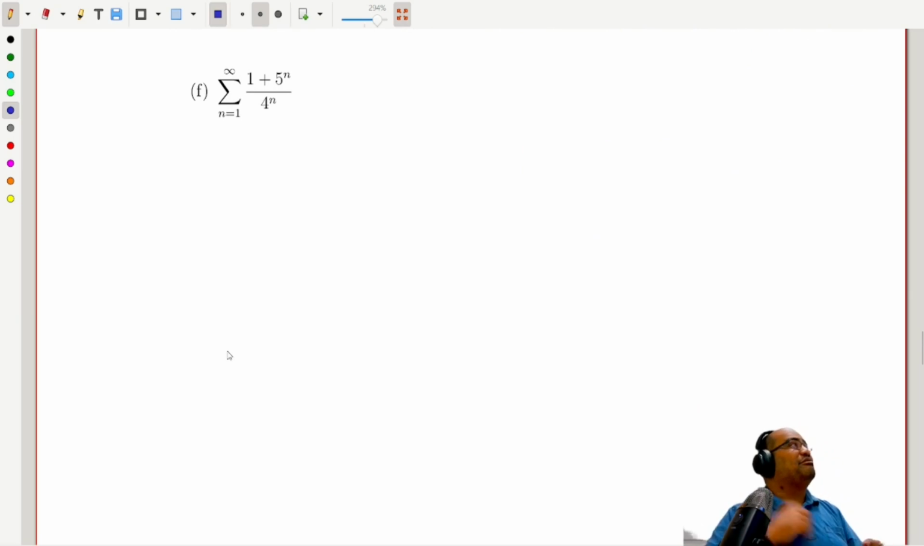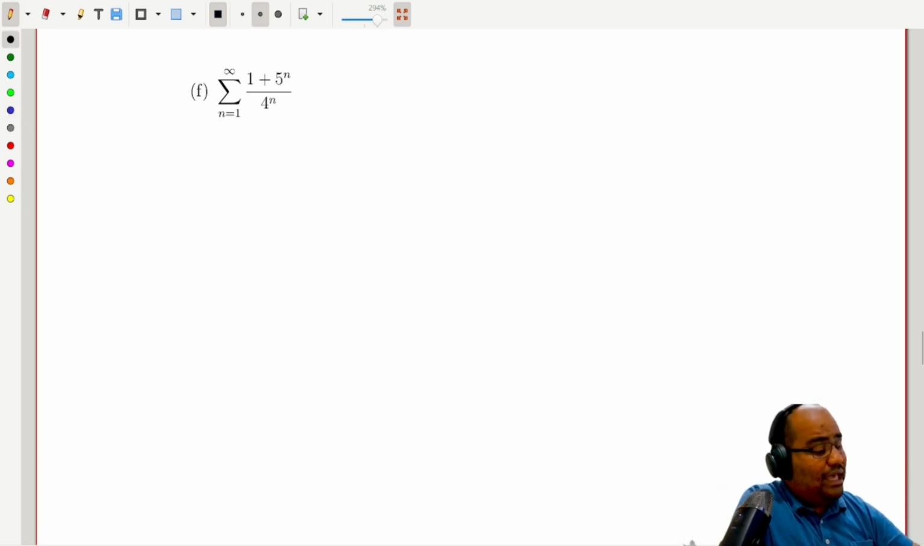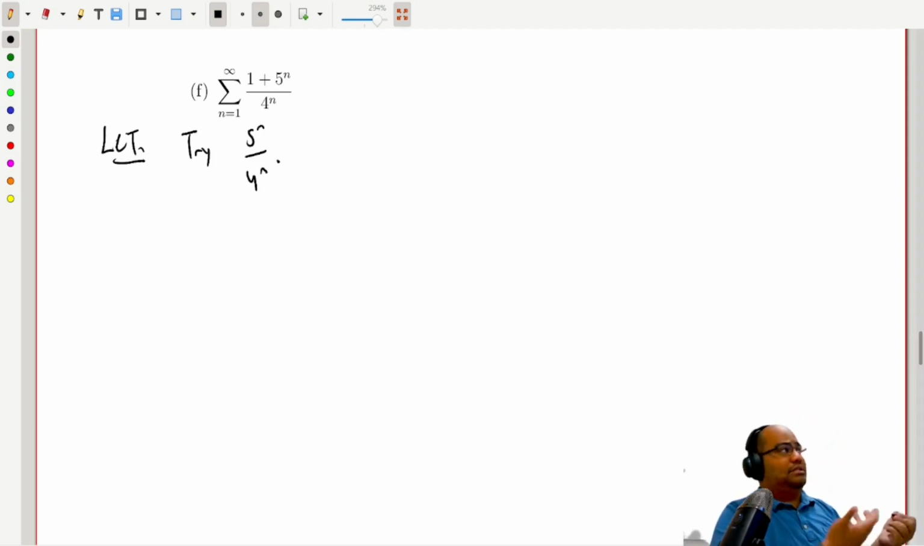Similar looking thing here: 1 plus 5 to the n over 4 to the n. Let's again think about these dominating terms. In the numerator, the dominant term there is 5 to the n. If I add 1 to a very, very big number, it doesn't really change the number that much. So we can just think about this as 5 to the n over 4 to the n. We're going to try to compare this against 5 to the n over 4 to the n. That is going to be my comparison here.